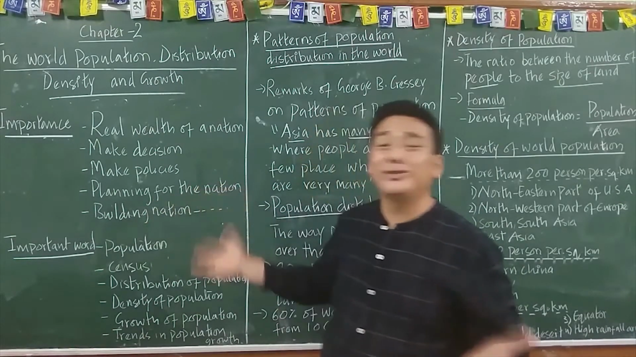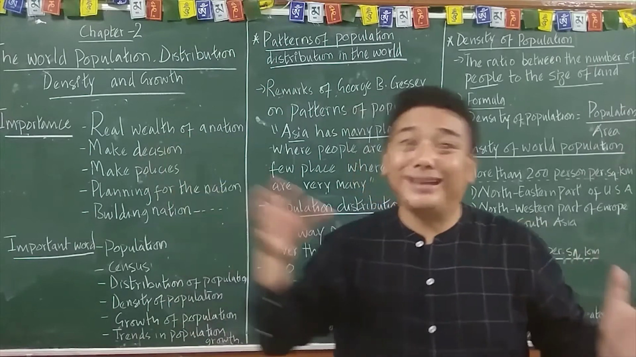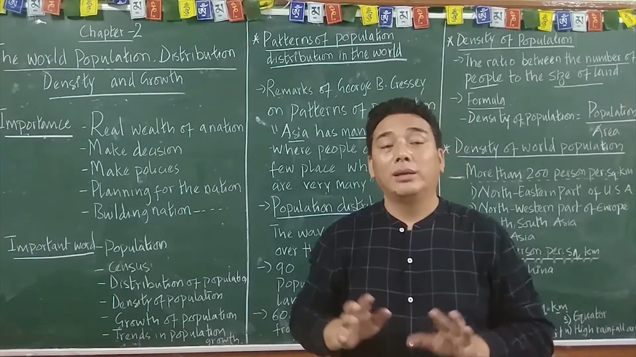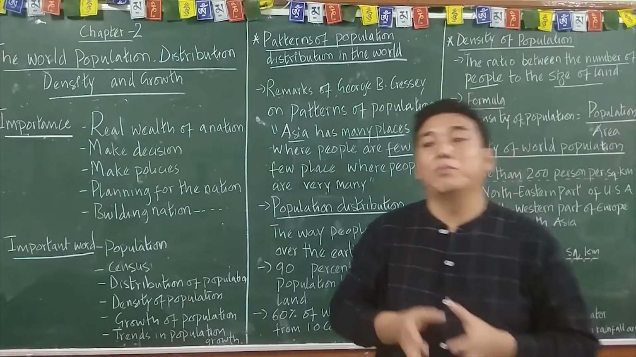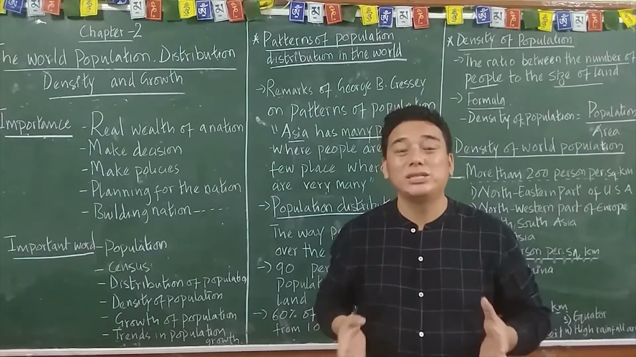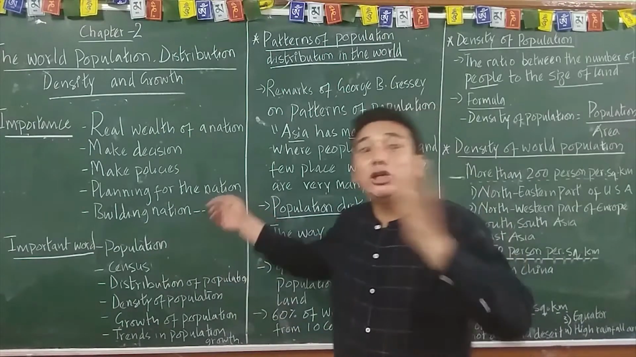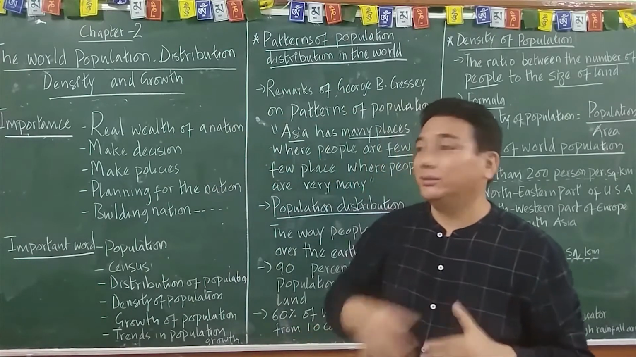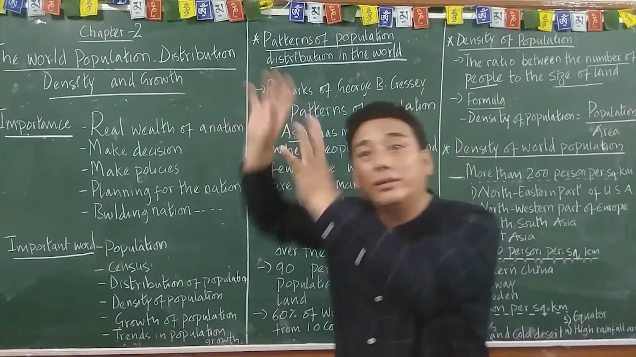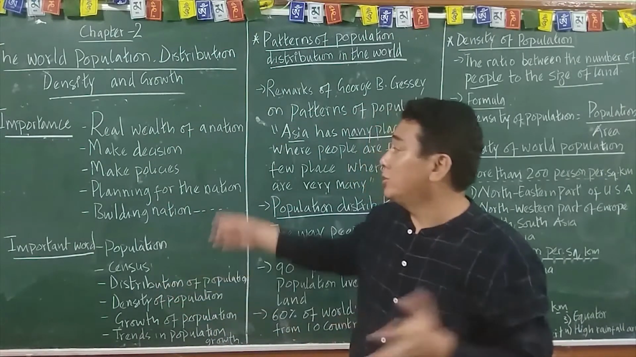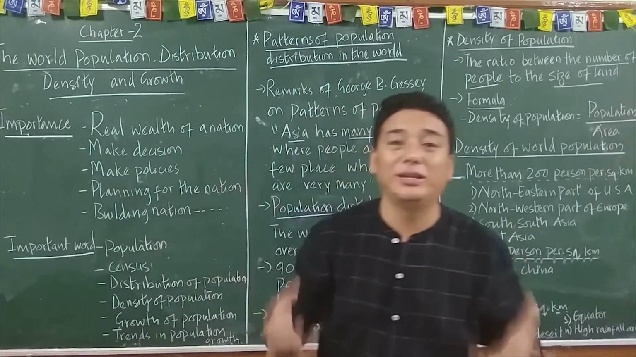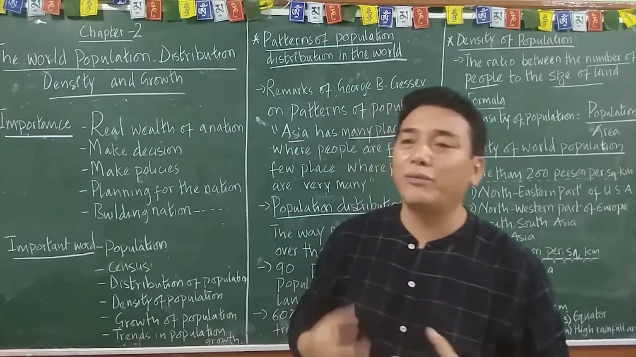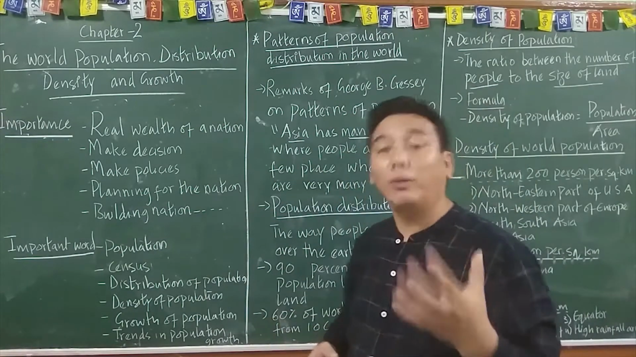Then next, planning for the nations. Okay, the USA and India are totally different culturally, and in race and so on. In India, diverse cultures exist together. So they should have a different planning, right? And the USA is different from India. So there will be a different planning for their nation. Is that okay? So the people will plan for the nation and build up the nation. That's very important. And there are many reasons why we are learning about the population chapter. Is that okay?